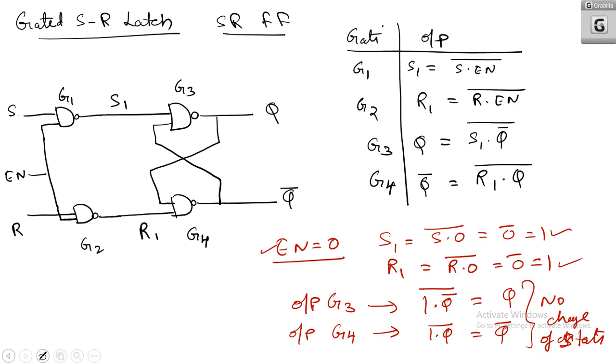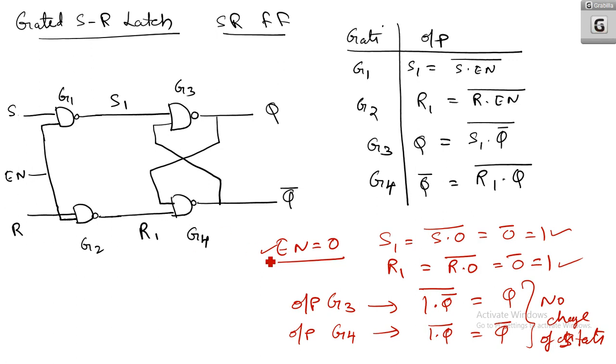Now if you are coming into this next case, that is when enable is equal to 0, there is no change. Now I will go for enable is equal to 1 also. Yeah, there is no change. That is, when enable is equal to 0, there is no change.